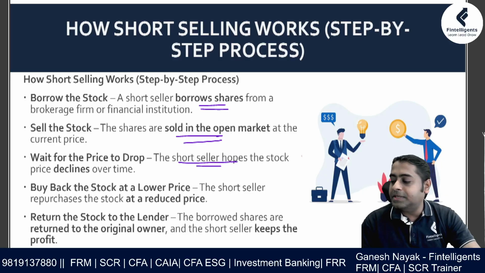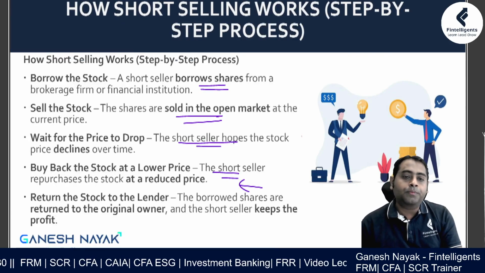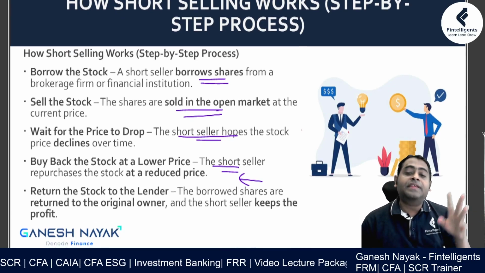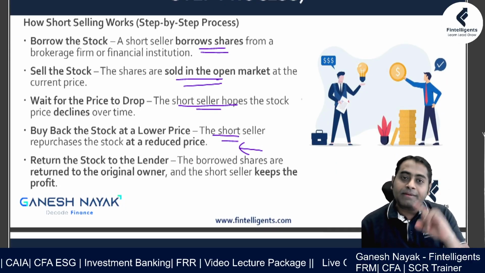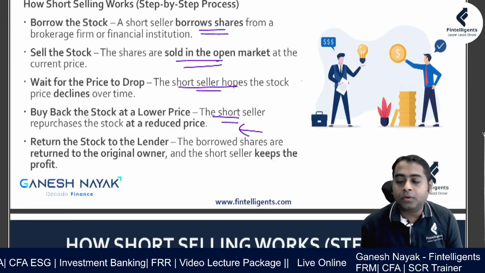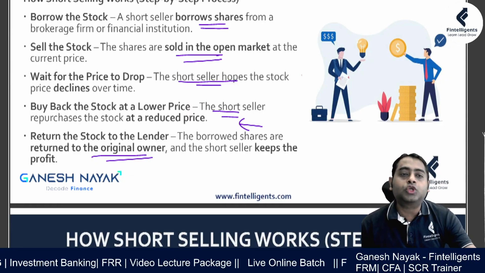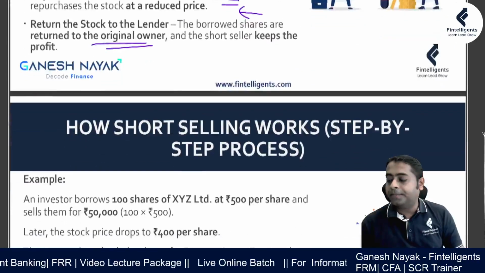So the concept is very simple. I am going to sell high and buy low. I'll buy back at a reduced price and then give the stock to the broker itself. Whatever I have borrowed, I have repaid, I have given it back, so it goes back to the original owner. This is simple plain vanilla short selling, but what are the implications? Let us talk in detail about it.